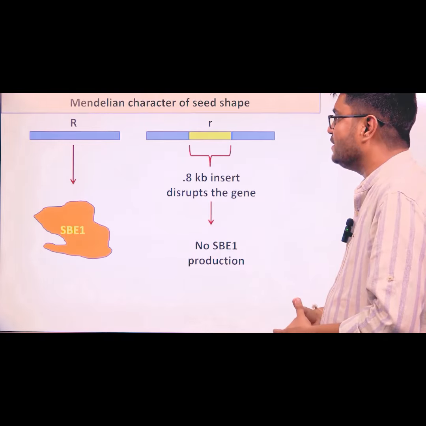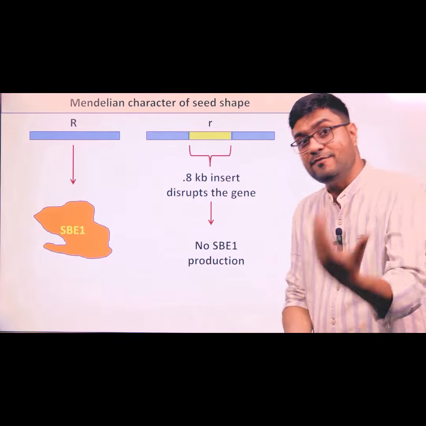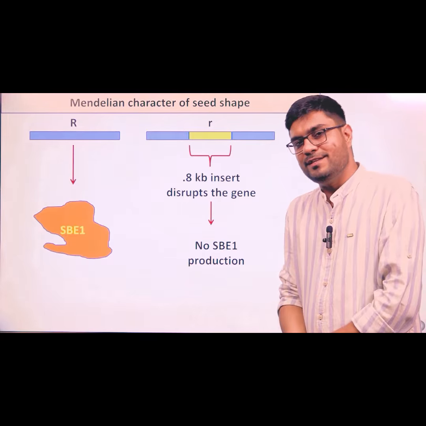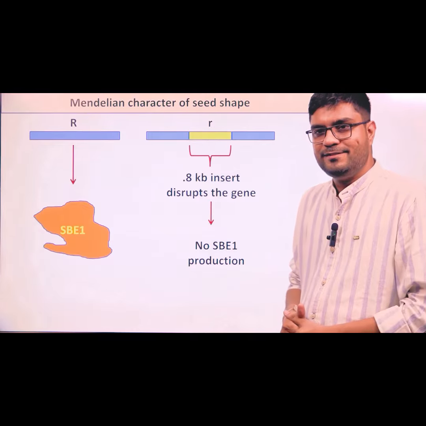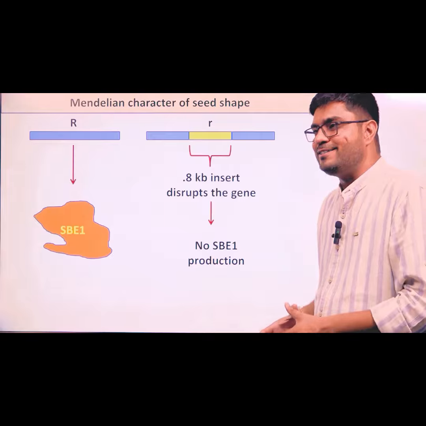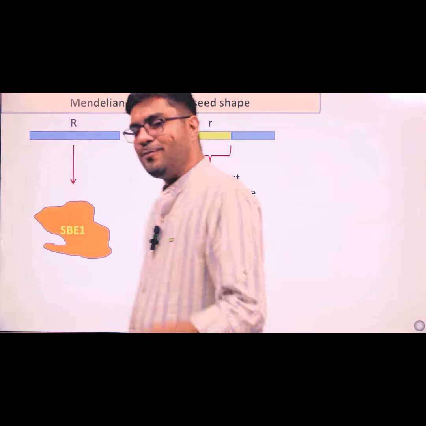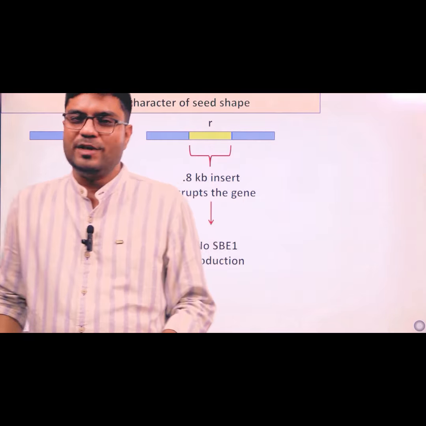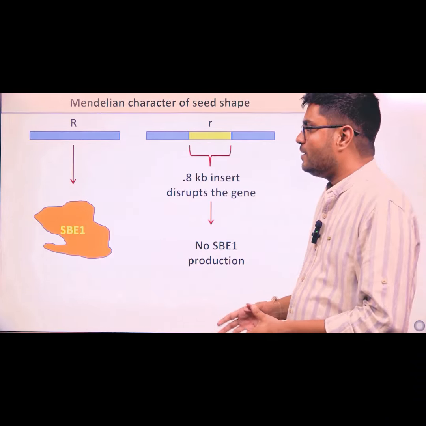If the enzyme is absent, the function will not be there. If the function will not be there, the result will not be there. If the result will not be there, then there will be no phenotype. And no phenotype is what? Wrinkled seed. So there is nothing called recessive or wrinkled seed. Absence of round seed automatically becomes wrinkled seed. Or you can say absence of protein automatically becomes what? Recessive.